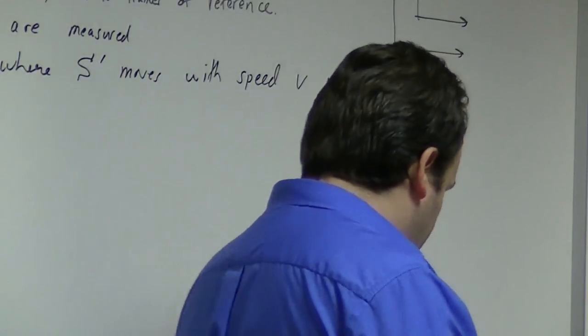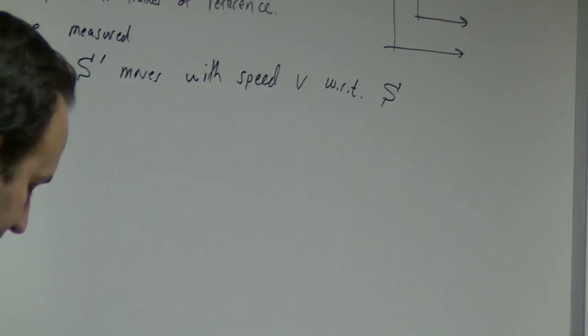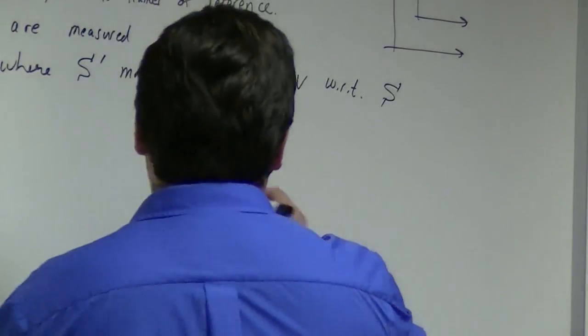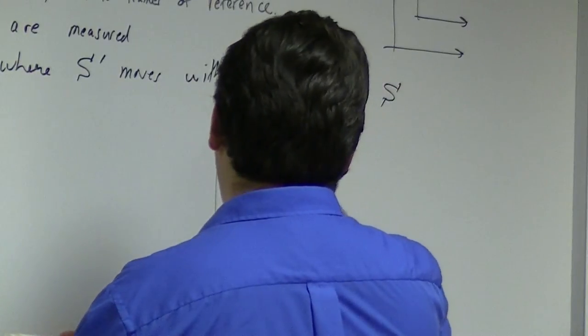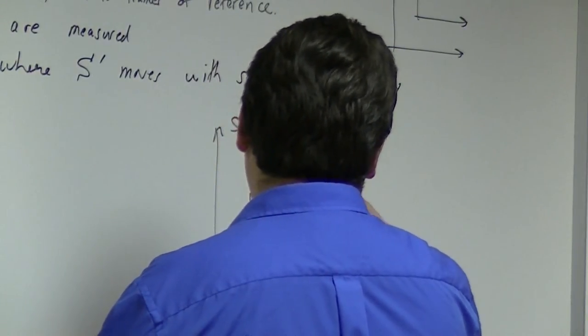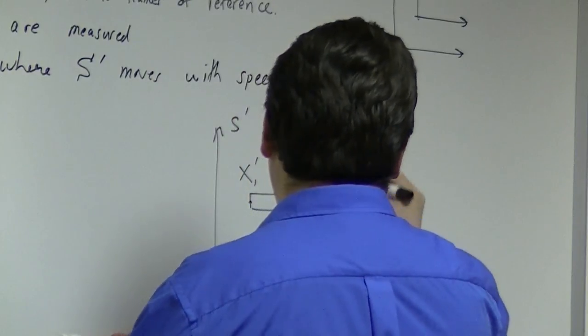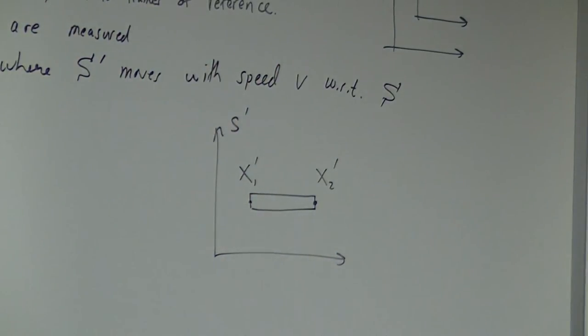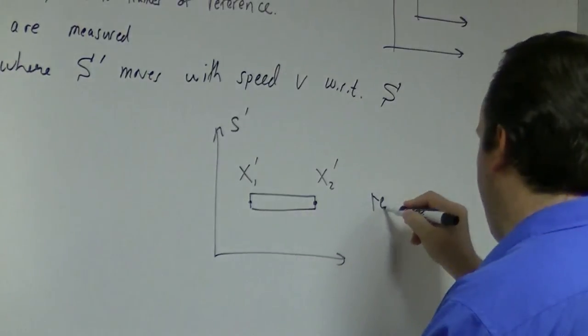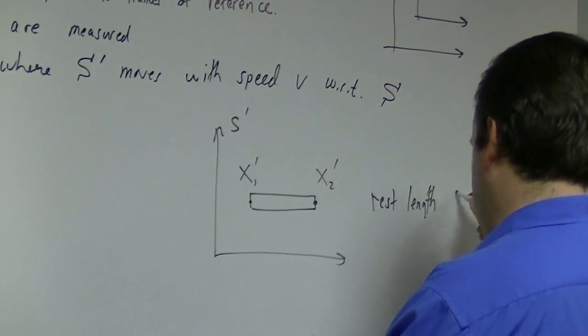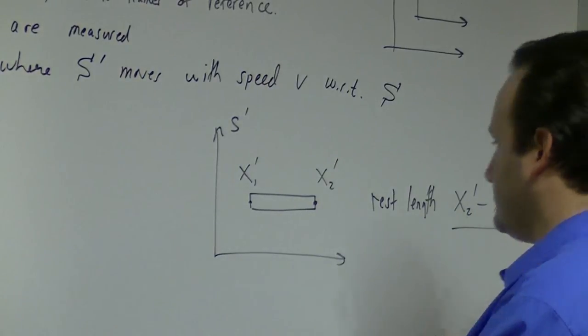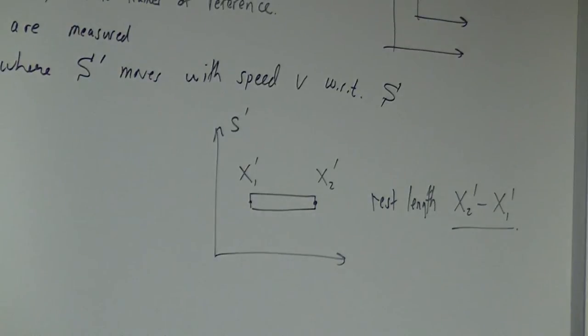So we have to imagine a rod lying at rest along the x prime axis of the S frame. And in the S prime frame, we'll imagine we have a rod at rest. And it's got endpoints x1 prime, x2 prime, right? And so its rest length is what? x2 prime minus x1 prime. Now the question is, what's the rod's length measured by the S frame, which moves with relative speed v?